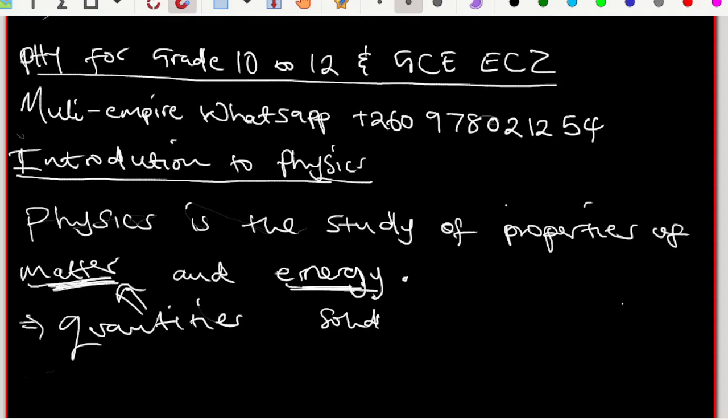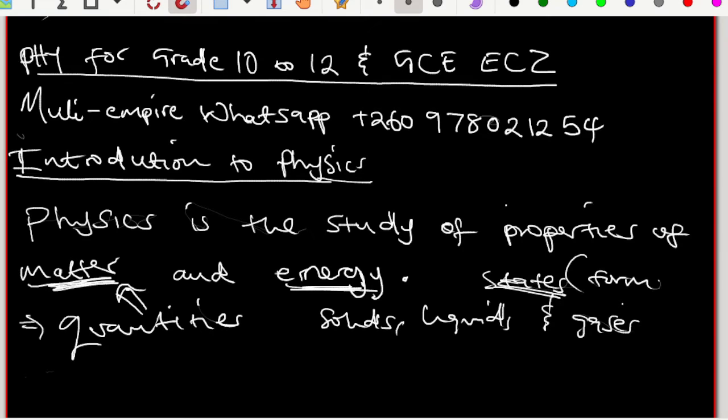So you know that matter exists as what? Solids, liquids, and gases. These are the states of matter, the forms in which matter exists in this world. It can either be solids or liquids or gases.